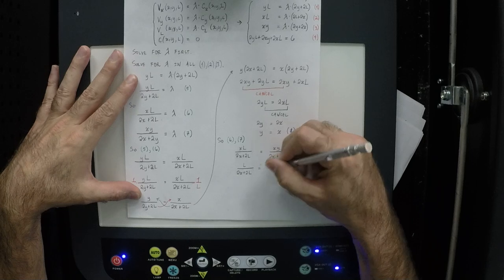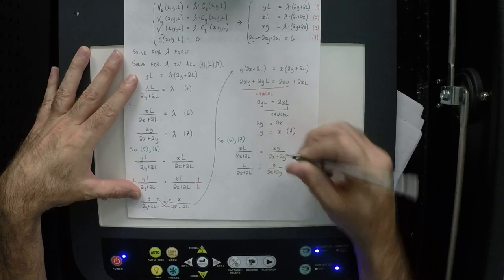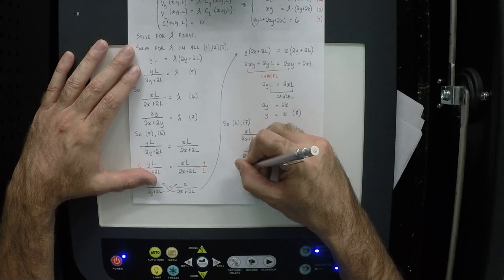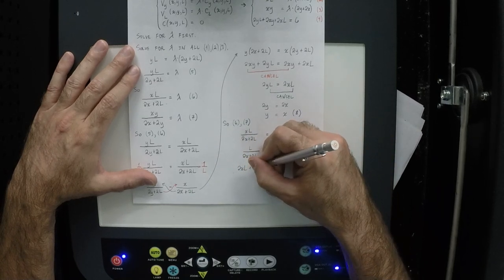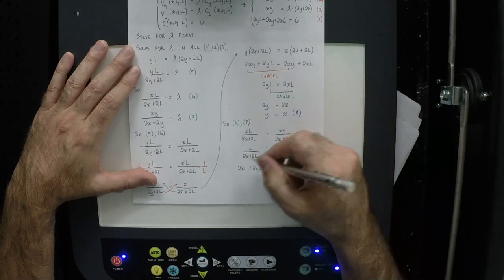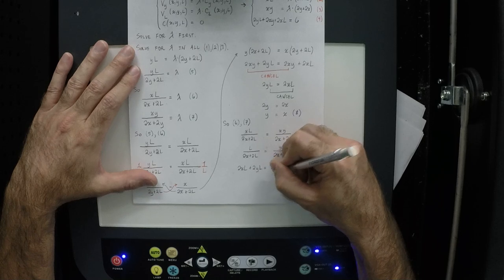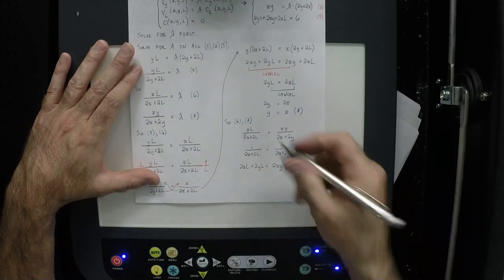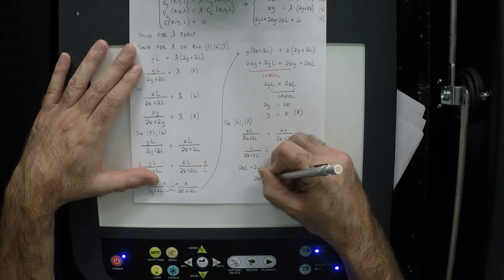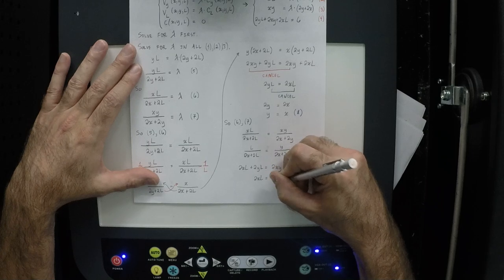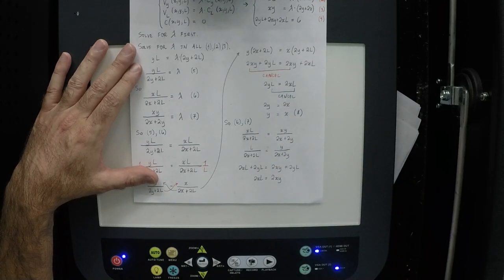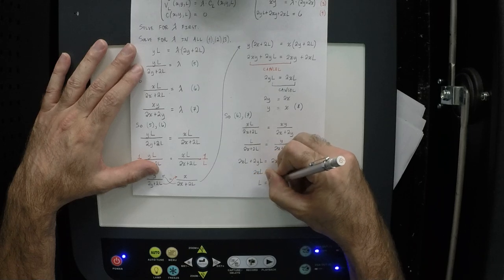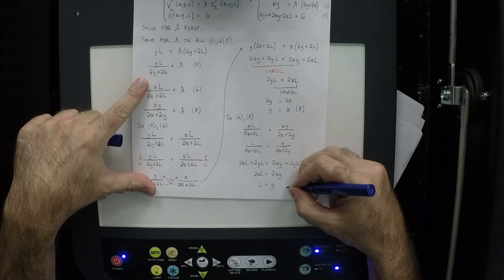Is y over 2x plus 2y. Now we can cross multiply both sides. I'll do a little of that in my head so that we get 2xl plus 2yl is equal to 2xy plus 2yl. The 2yl's cancel, so that we get 2xl is 2xy, but then we can cancel the 2's and the x's and obtain that l is y. And call this equation 9.